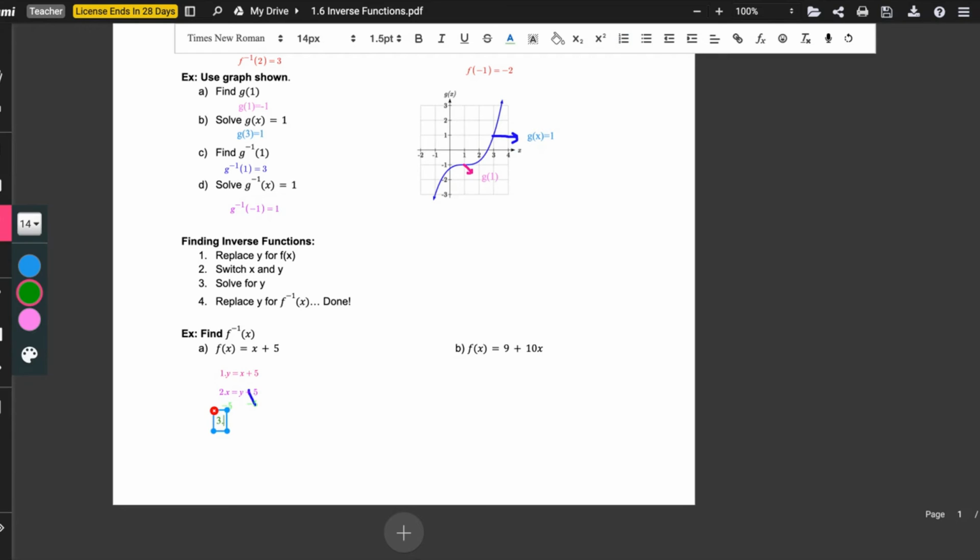So step 3, we solve for y. We have that y equals x minus 5. You could also have x minus 5 equals y. They're both the same thing. And then step 4, we're going to replace y with f inverse of x, and then we're done.